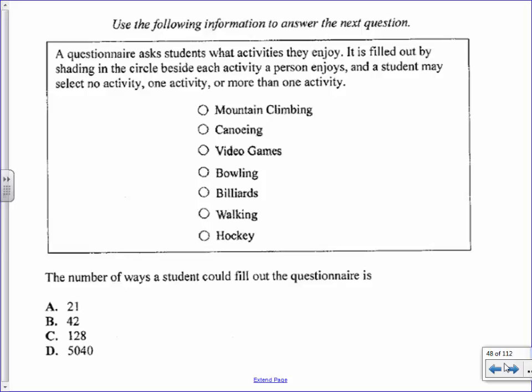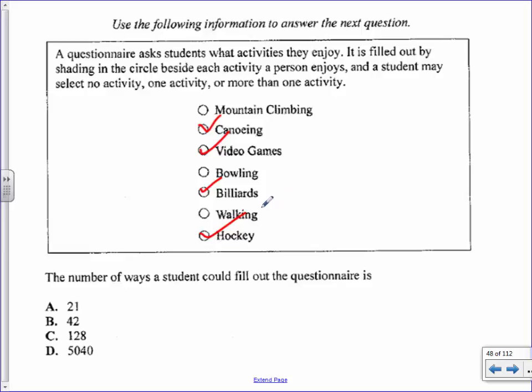So basically the possibility is that you've got your choices. You could choose mountain climbing, or you could choose mountain climbing and canoeing. You could, in theory, select every single possibility. If this were me, for example, I don't like mountain climbing because I'm afraid of heights. I like canoeing. I like video games. I don't really like bowling, actually. I like billiards, and I like hockey. So I selected 4 of them.